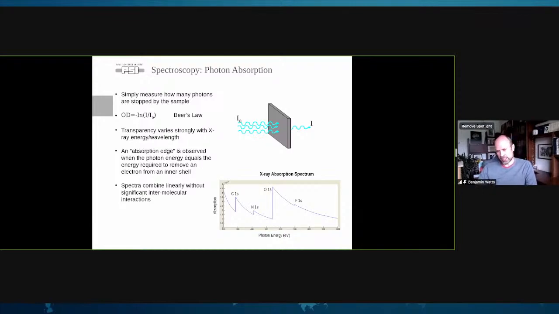So if we look in the lower right of the screen here, we have the spectrum of something that's vaguely organic, and we see a jump at the carbon 1s, and then another jump at nitrogen 1s, another jump at the oxygen 1s, and then a small jump at the fluorine 1s. And these are occurring at energies specific to those elements, because that's the energy needed to liberate an electron from those core shells of the elements. And because the elements are very quantized, these are very clear and distinct. So we're not seeing any interplay between the different elements here.